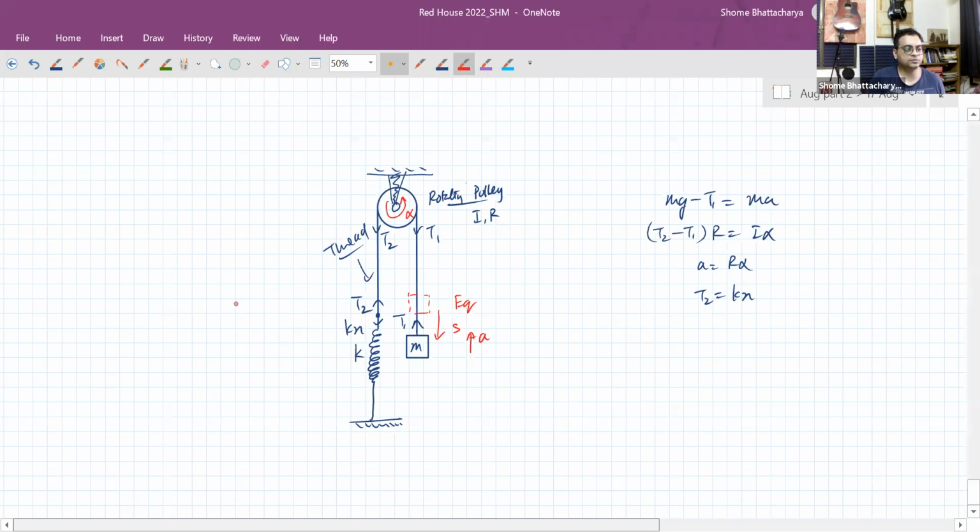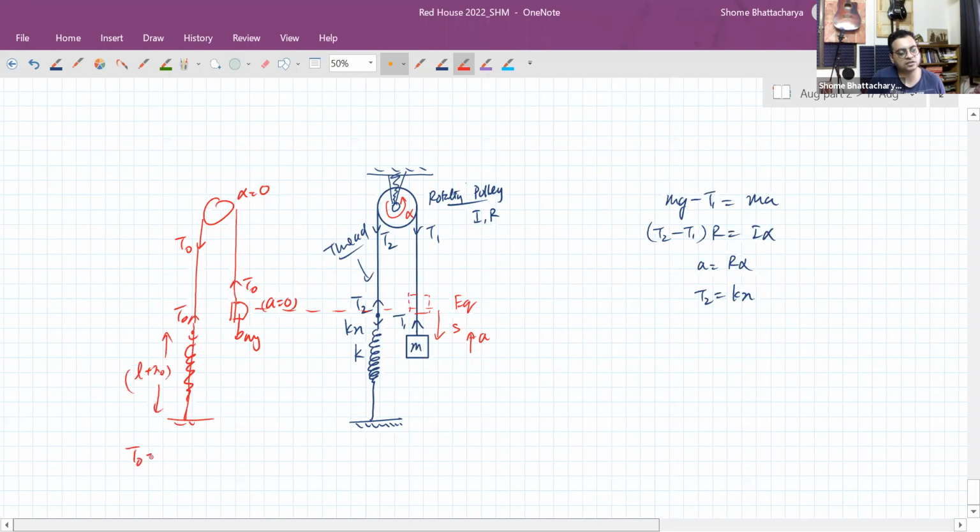Now we can see that at equilibrium position, whatever tension is here would have balanced the mg. This is the equilibrium situation when the acceleration is 0. And if it is balancing, then alpha is also 0. So the tension on this side is also T naught only. So the spring, if it is having an extension of x naught, we have T naught equal to mg equal to kx naught. This is the equilibrium state. Now you compare this with this set of equations.